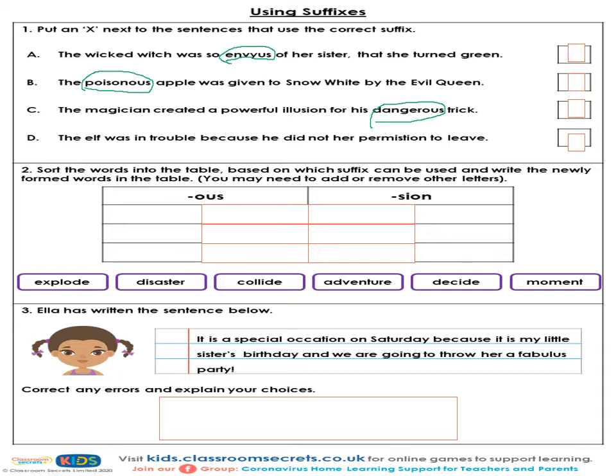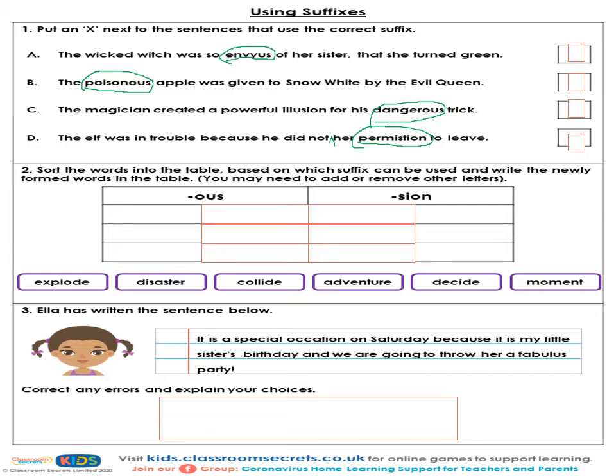And D, the elf was in trouble because it should be asked, shouldn't it, her permission to leave. So this is the word we're looking at, permission. Are they the correct spellings? So we've got envious, poisonous, dangerous, and permission. Have a look at that. Let's see if you can work out whether they're correct or not.